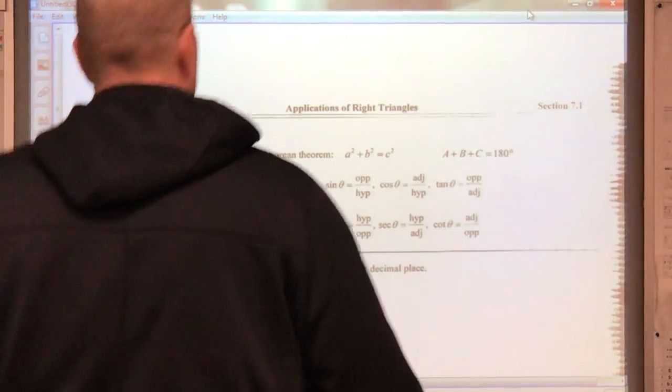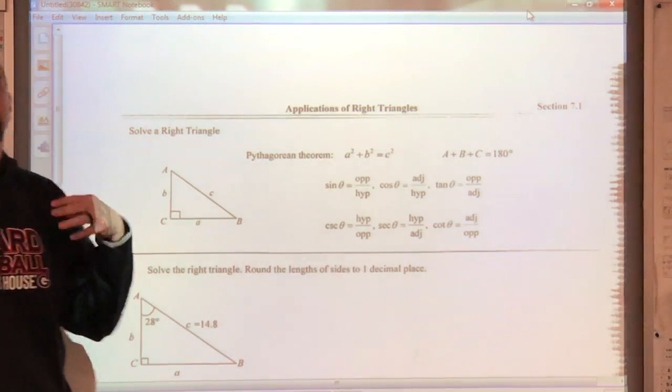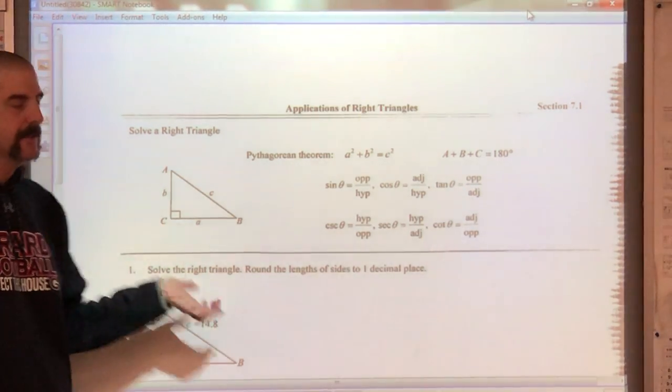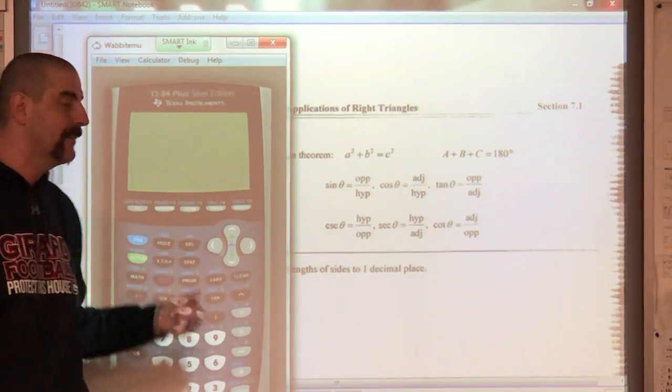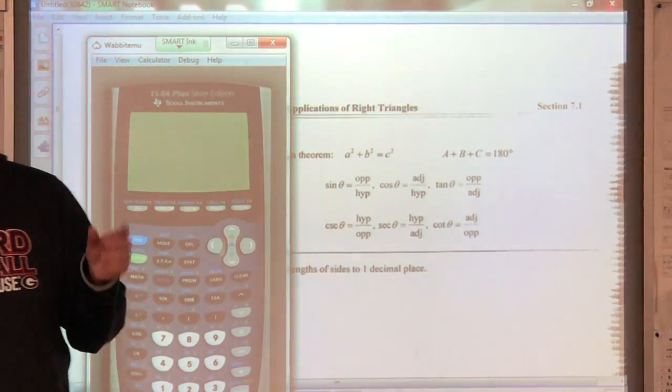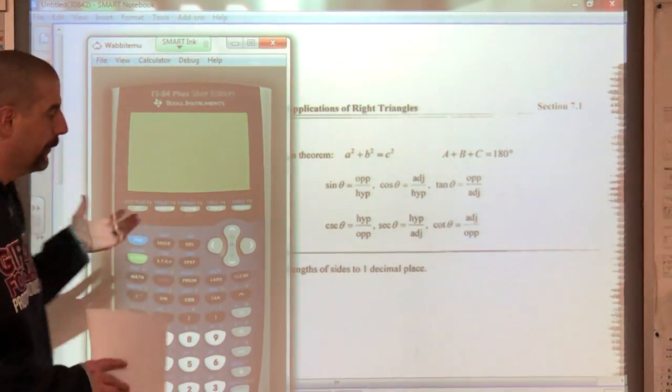Hello. I'm going to review solving right triangles. I know we did this prior to the break, but I want to hit it again because it is on the final exam. I want to make sure we're okay on that. You will need a calculator. If you do not have one of these calculators, you can use a calculator on Desmos. I'll post a link in the description so you all know where to find that.